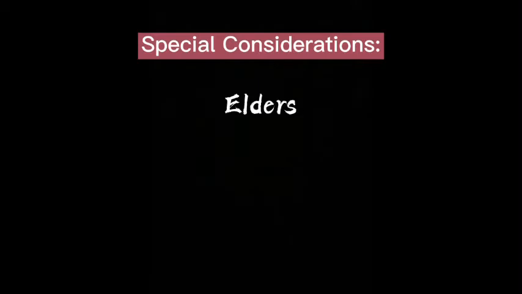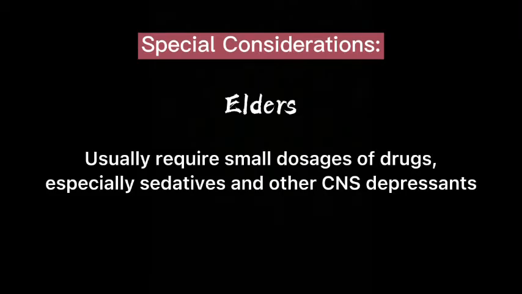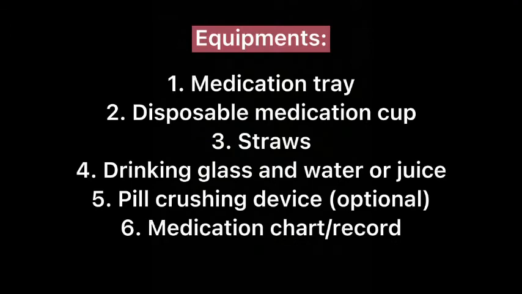And for the elders, usually require smaller dosages of drugs, especially sedatives and other CNS depressants. And for the equipment needed, number 1, medication tray, disposable medication cup, small paper or plastic cups for tablets and capsules, waxed or plastic calibrated medication cups for liquids, straws to administer drugs that may discolor the teeth, then drinking glass and water or juice, then pill crushing device optional, and the medication chart record.